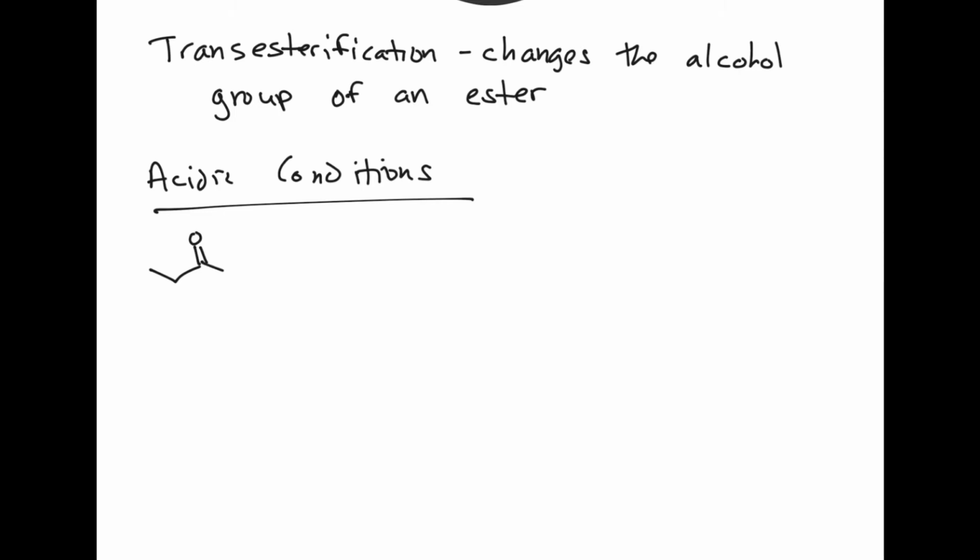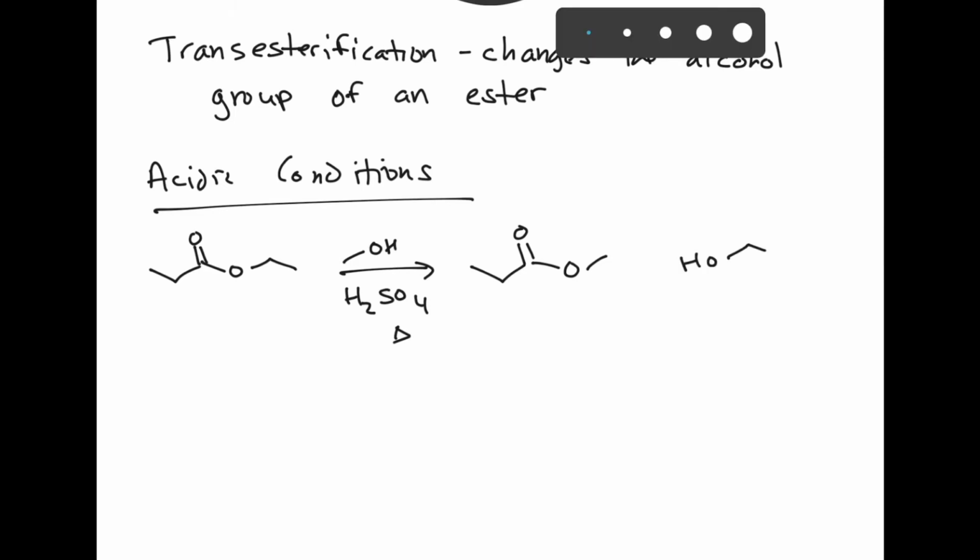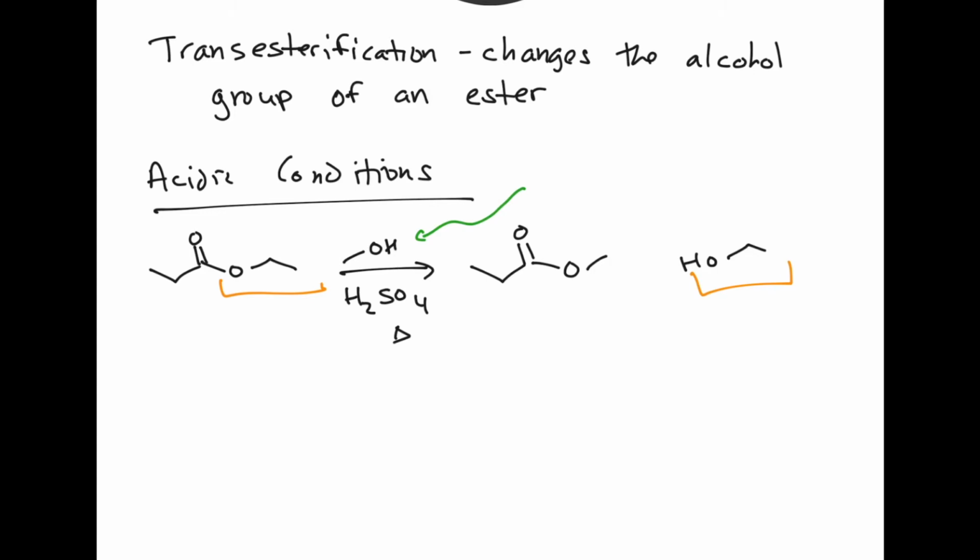You have your ester group, whatever it is. You have your alcohol. You treat it with sulfuric acid and heat, and you swap your ester groups. So you'll generate alcohol from your alcohol side of your ester and make a new ester. Now, this alcohol is going to be in excess to make sure we drive the reaction to completion.